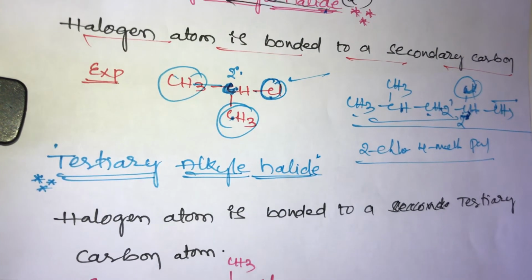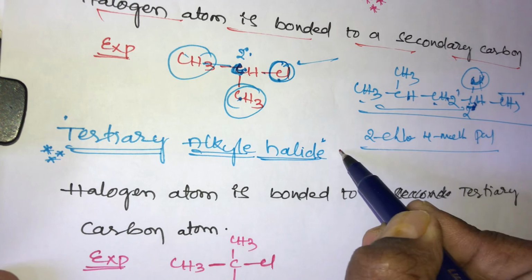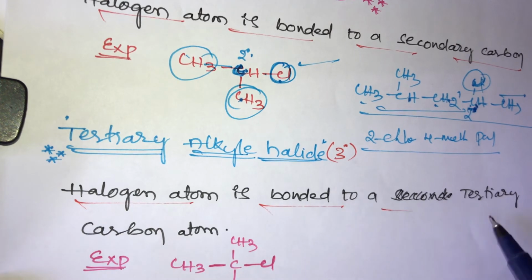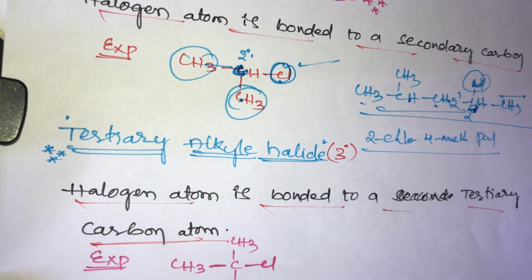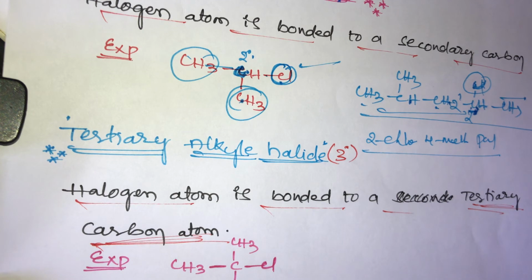Next one, the last one, is the tertiary alkyl halide. What is a tertiary alkyl halide? A tertiary alkyl halide is denoted by 3 degree. It is denoted by 3 degree when a halogen atom is bonded to a tertiary carbon atom. Students, what is a tertiary alkyl halide? When a halogen atom is bonded to a tertiary carbon atom, that is known as a tertiary alkyl halide.